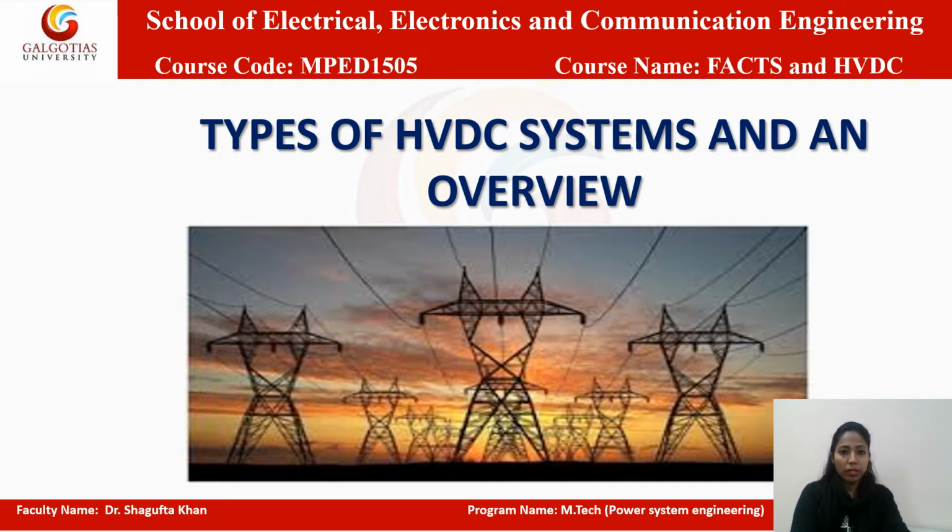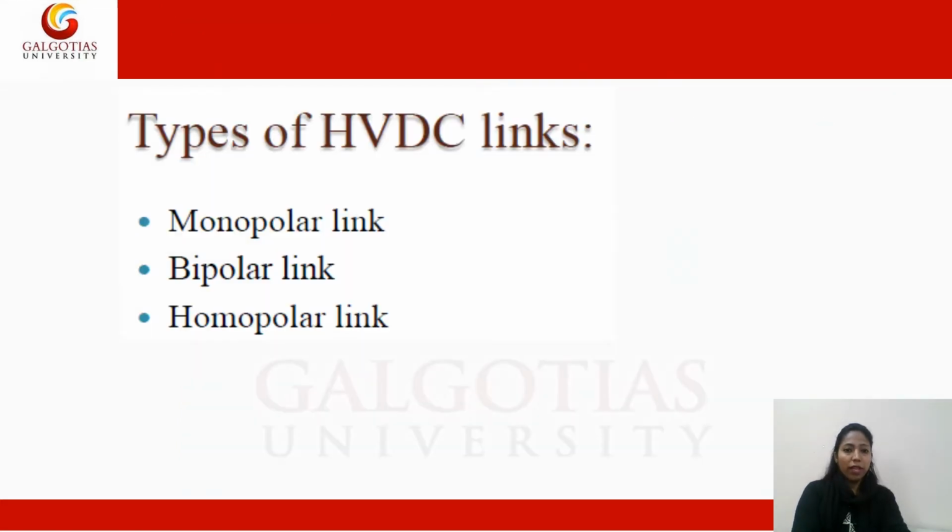So today in this lecture we will discuss the types of HVDC system and an overview of that. This topic comes under the subject FACTS and HVDC. We can have three types of HVDC link, that is monopolar link, bipolar link and homopolar link. We will discuss them one by one.